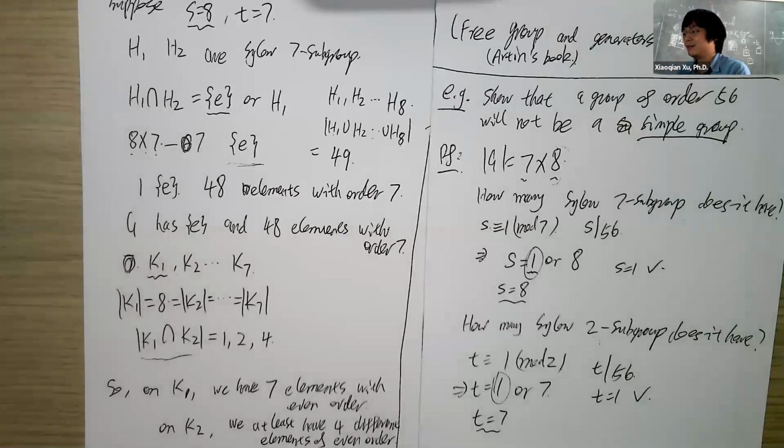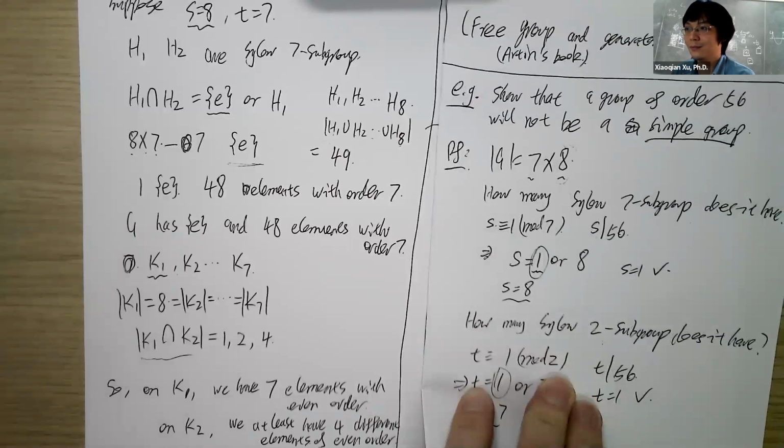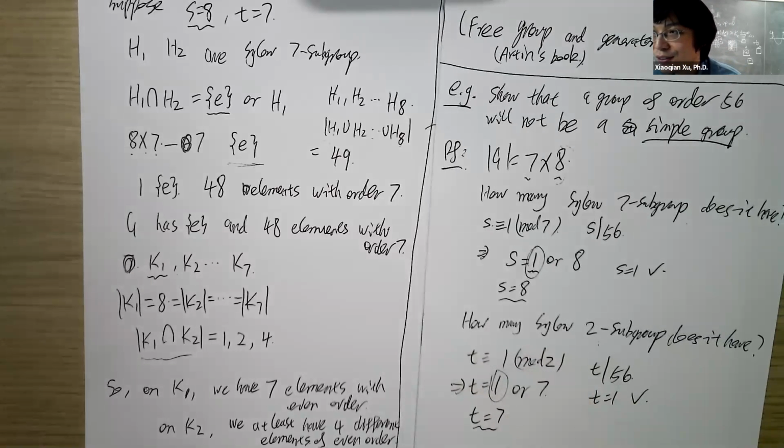Because otherwise, if it is not normal, that means we can take the conjugate to get a new group. But this new group is also a Sylow 7 subgroup or Sylow 2 subgroup. So you cannot get a new subgroup if you take the conjugate. Any other question?